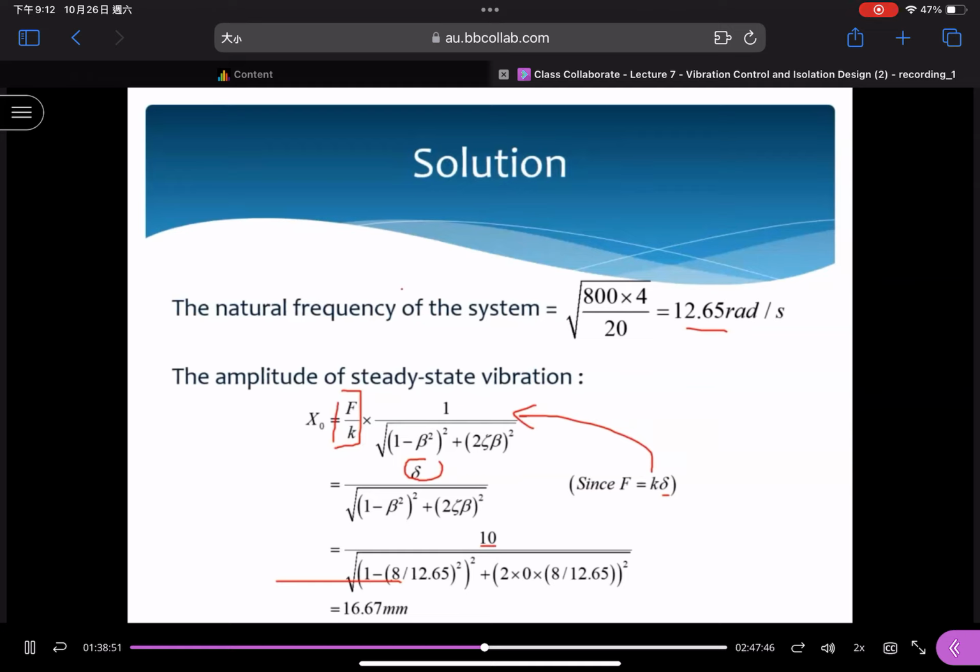The critical point in this question is that you need to understand the relationship between the displacement, force and stiffness. Okay, any problem? Okay, let us move on.